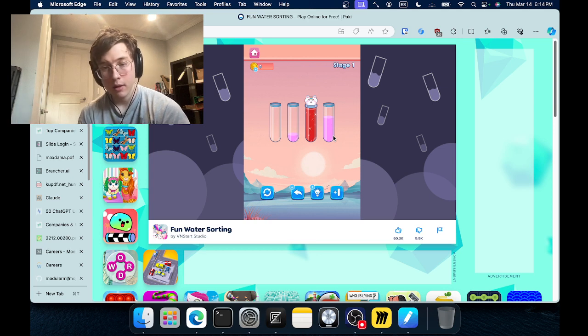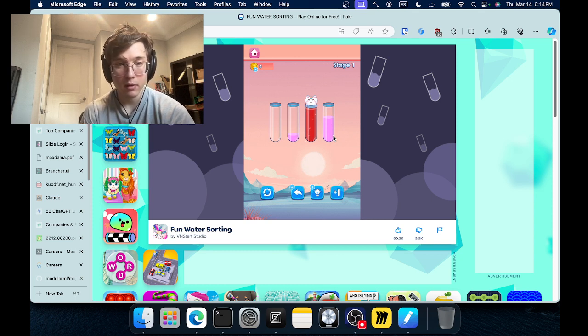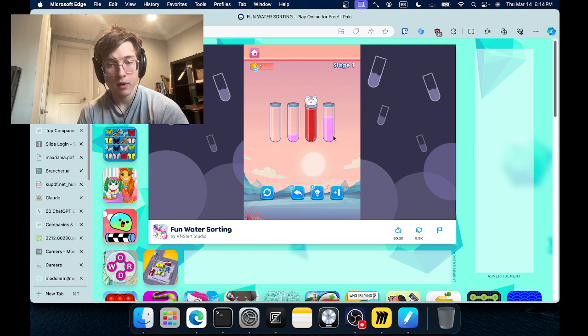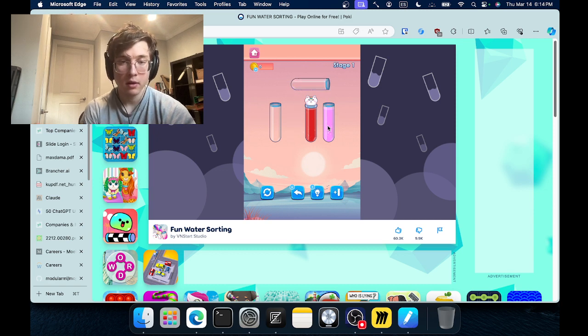And another thing, I'm not actually going to be solving the puzzle, but in the actual game, you can't overflow liquid, and you cannot pour liquid into a tube that already has a different color liquid in it. They start out mixed up. So here, let me show you. I'm sure the next level will show me.